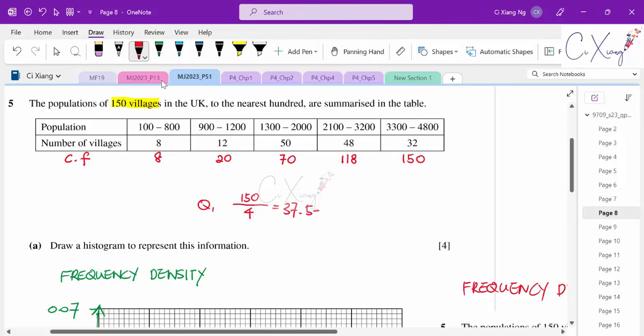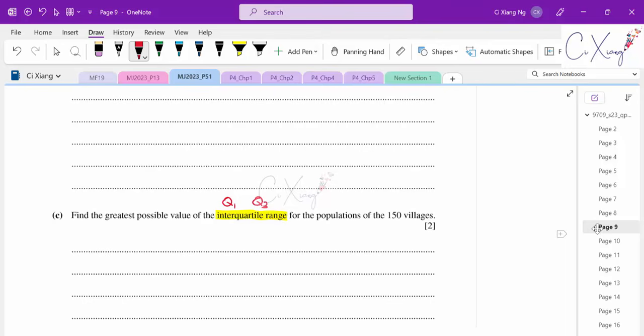That means my first quartile should be the 37.5th data in this set of data here. So again, I have a look at the cumulative frequency. First class accumulates until the frequency 8. Second class accumulates until the frequency 20. Then you can see that 37.5 should be under this class. So the Q1 class will be 1300 to 2000. I will write it here first. So my Q1 class is 1300 to 2000.